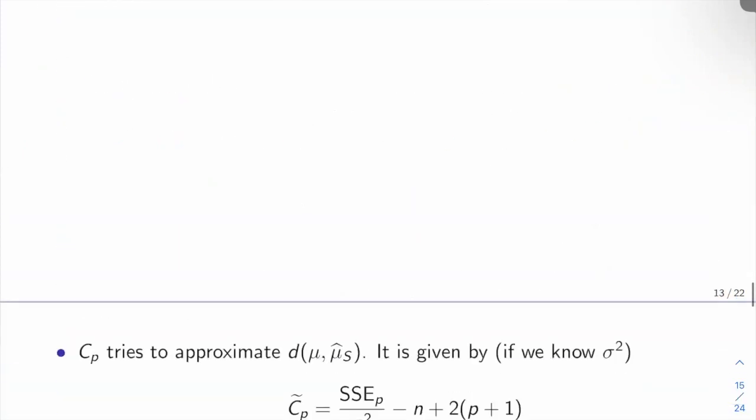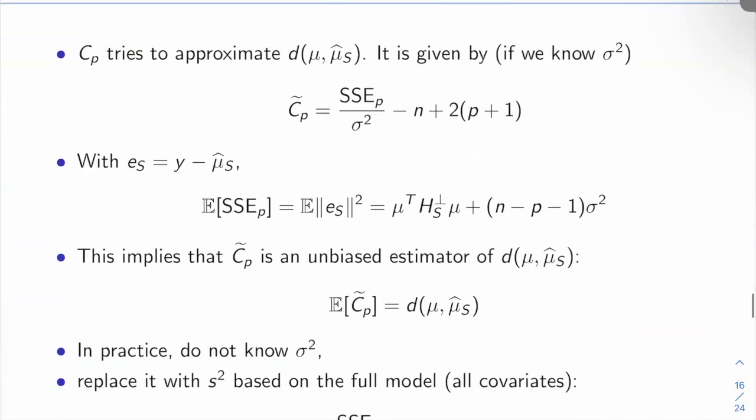So what Mallows suggested is a very simple idea. If you look at the expectation of the SSE, you know that this is the expectation of the residual squared. In this case, you have to write this down as we did. We don't know here that mu is in the image of X, so there's this extra term that comes up. As an exercise, try to calculate this. It's not like the case where we did it for the regression where the model was correct.